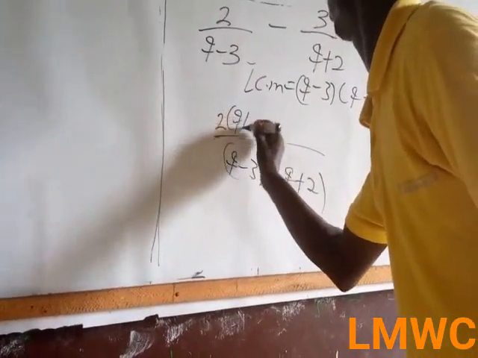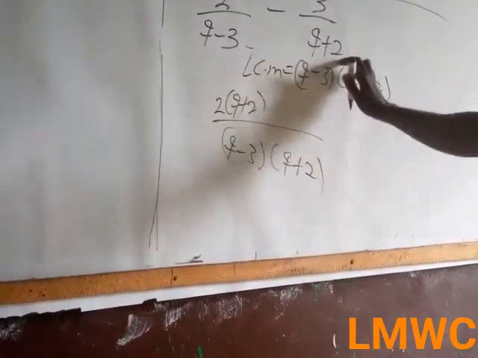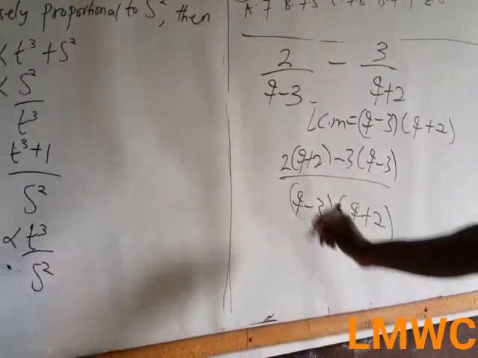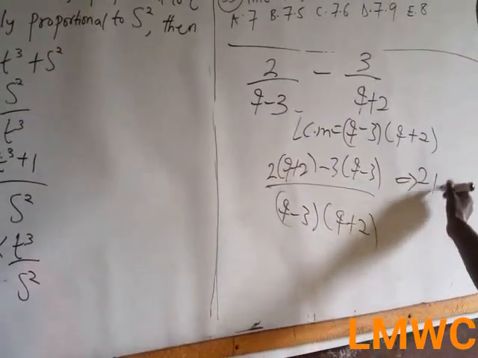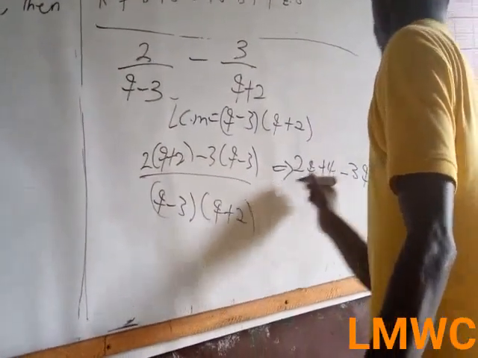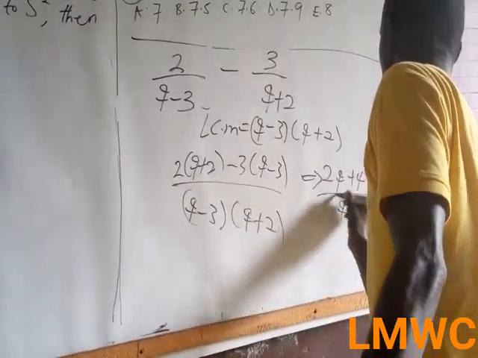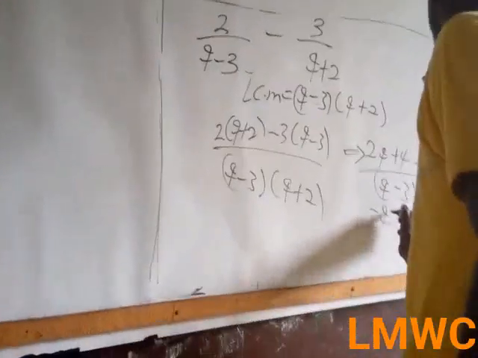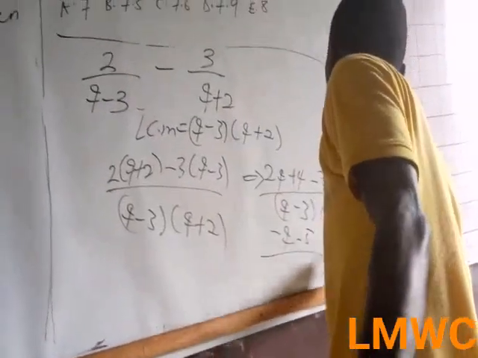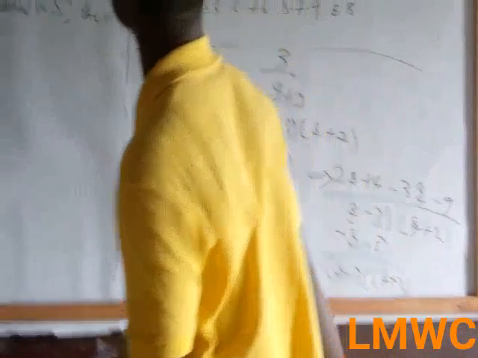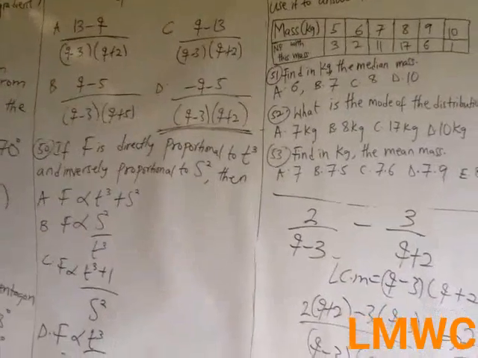So 2 times q plus 2. This goes into this. q plus 2 will cancel this one. So it's left with q minus 3. So 2 times q is 2q plus 4, minus 3 times q minus 3, which is 3q minus 9, over q minus 3 times q plus 2. 2q minus 3q is negative q. 4 minus 9 is negative 5, over q minus 3 times q plus 2. What's the answer? Our answer is D. You see, once you know what you are doing, it becomes simple.